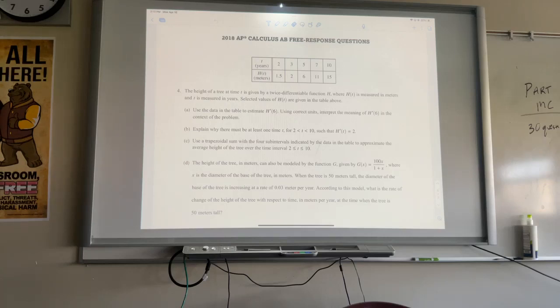And, guys, to get h prime of 6, where would be the smartest place to do a slope? Around height at 6, so probably between those two, right?